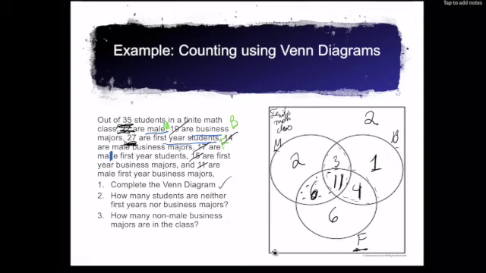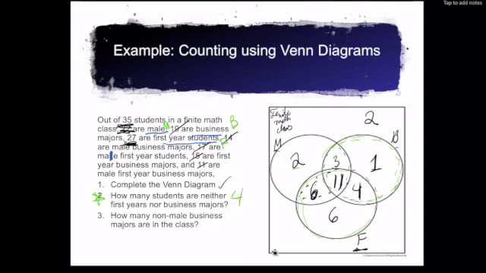Okay, so I don't want any first years, so I'm going to ignore what's in here. I don't want any first years. I also don't want any business majors, so I'm also going to ignore what's in here. Right? So how many students are not in these 2 green circled regions? Well, that's going to be 2 and 2, so I just have 4.